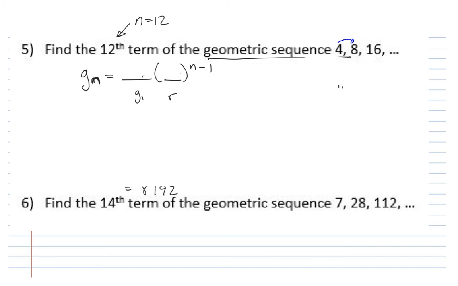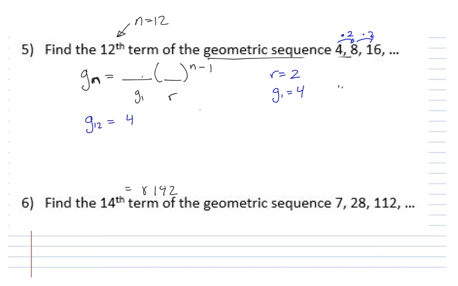Since we go from 4 to 8, that means I have to multiply by 2. 4 times 2 is 8. 8 times 2 is 16. So that means my R is 2 and my G1 is 4. So all I'm doing is substituting values. And I know that my n is 12, so I'm going to have G sub 12. I'm trying to find the 12th number.